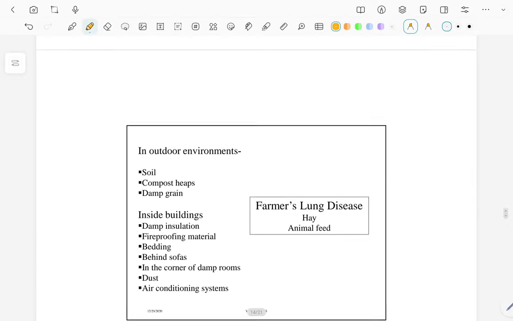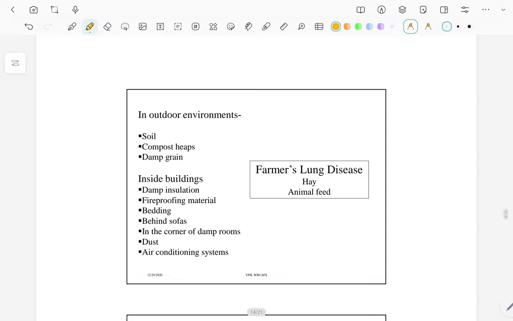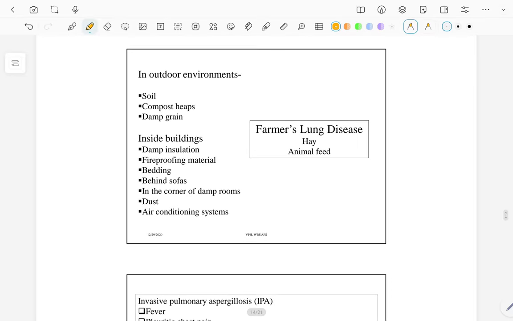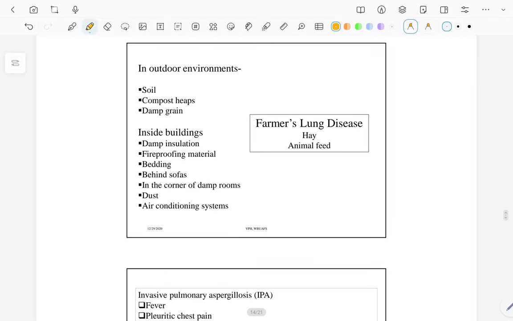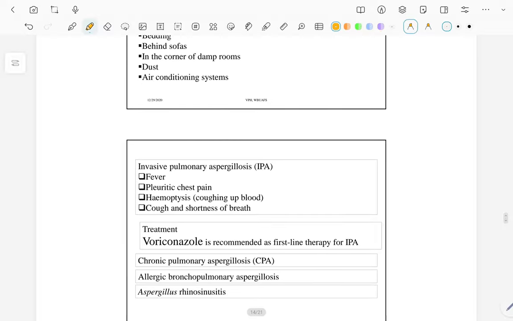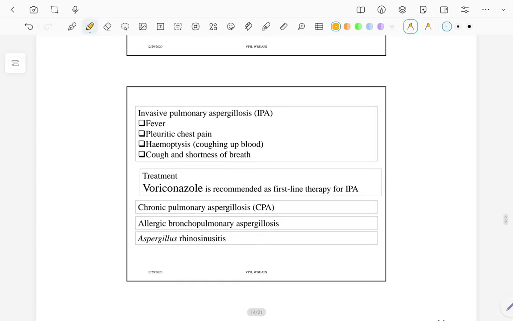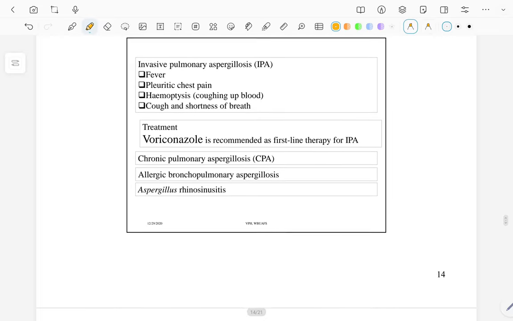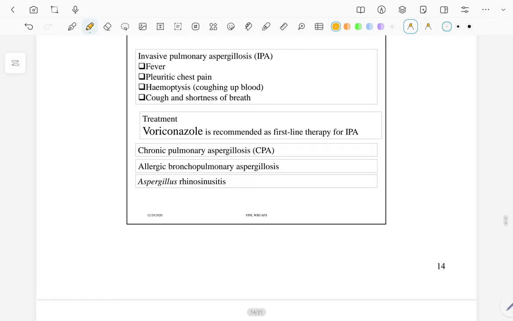Aspergillus is found in the outdoor environment, soil, decomposing heaps, damp grain, inside buildings, damp insulation, fireproofing material, bedding, in the corner of damp rooms, dust, and air conditioning systems. Farmer's lung disease comes from hay and animal feed. Invasive pulmonary aspergillosis, IPA: fever, pleuritic chest pain, pneumothorax, coughing of blood, cough and shortness of breath. Treatment: voriconazole is recommended as first-line therapy for IPA.